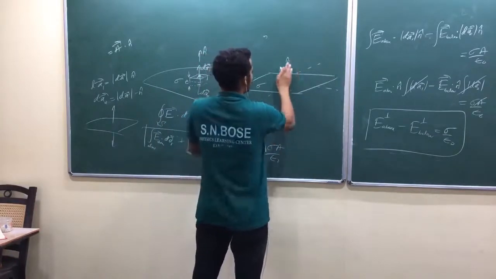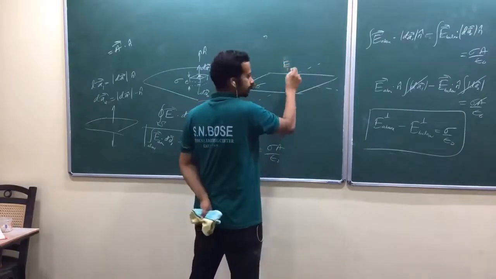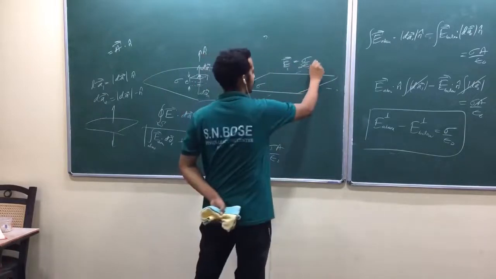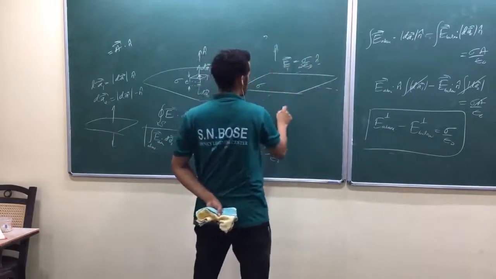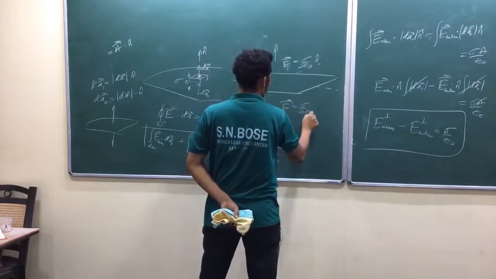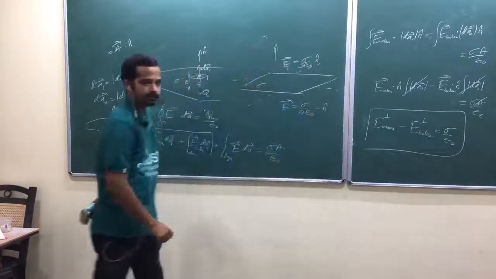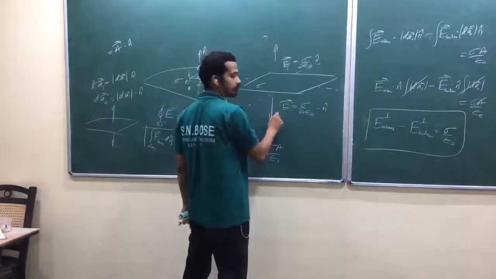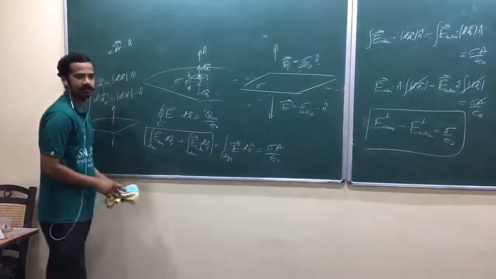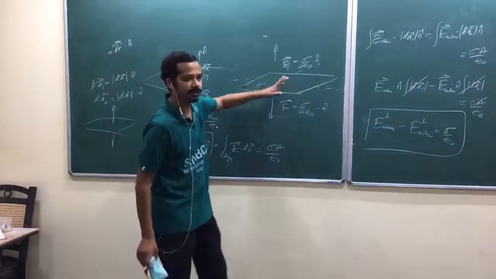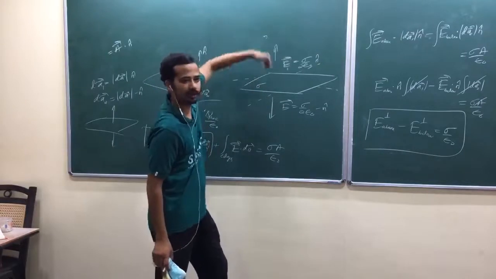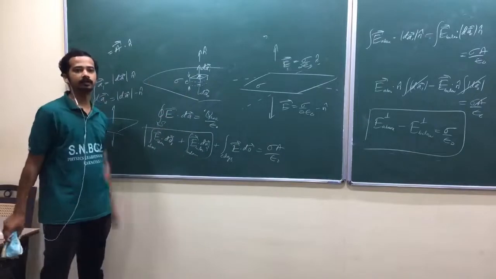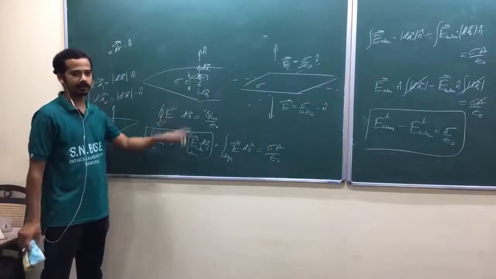Above, the electric field is sigma by 2 epsilon naught into n cap, where n cap is in this direction. Below, it was sigma by 2 epsilon naught into minus n cap. Our mind was always thinking about this one while solving it. Now we have some positive charge density, so the electric field should go away from the plane on both sides. But here you should not think like that. You have to take the most general case. So that's my idea.